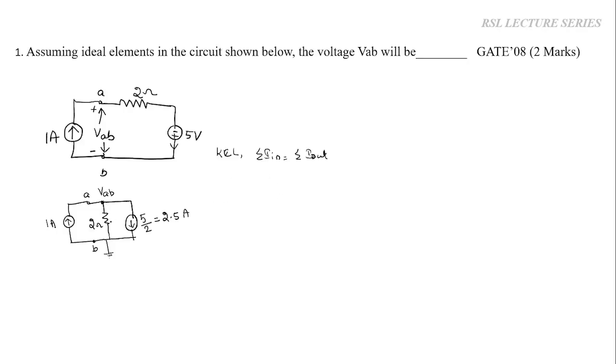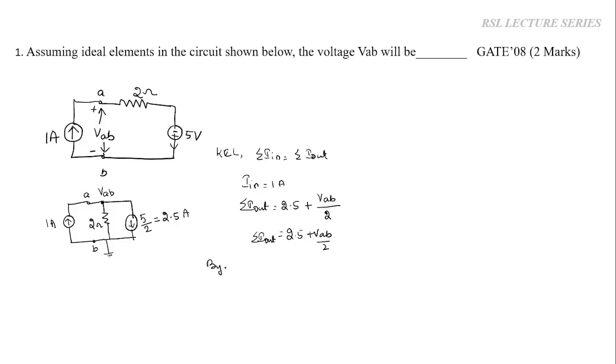In this case, we have two current sources. One is flowing towards the node, another one is flowing away from the node. So we have incoming current as 1 ampere because it is flowing towards the node. And here we have outgoing currents. So 2.5 is the outgoing current, and then the current flowing through the resistor is assumed as outgoing. Again the current is given by Ohm's law, voltage divided by the resistance value. So 2.5 plus VAB by 2 is the sum of the outgoing currents.